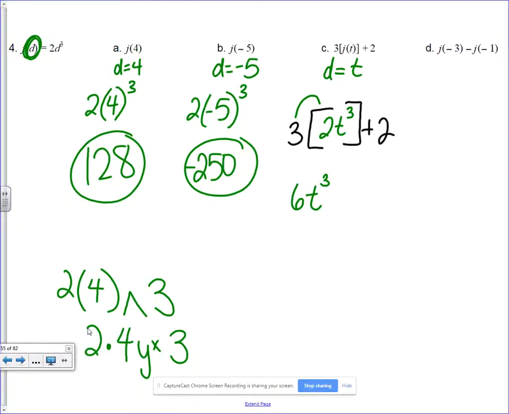We only multiply the coefficients. You only multiply the numbers that are out front. And then we have this plus 2. Can I put them together and make it 8t to the third? No, you cannot put those together. It's going to stay just like that.